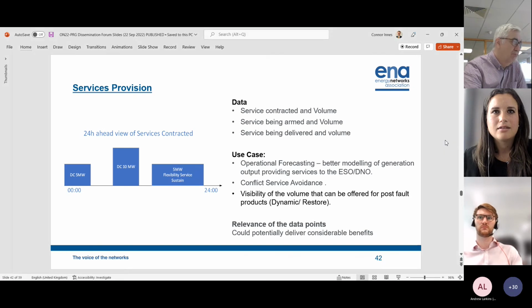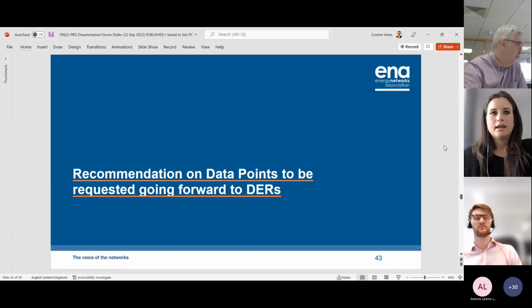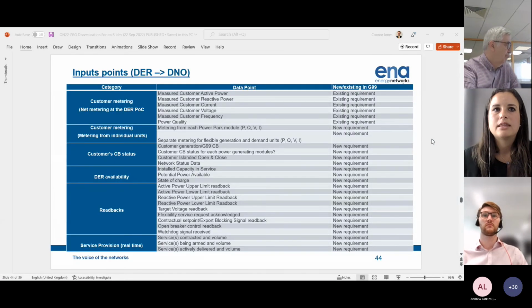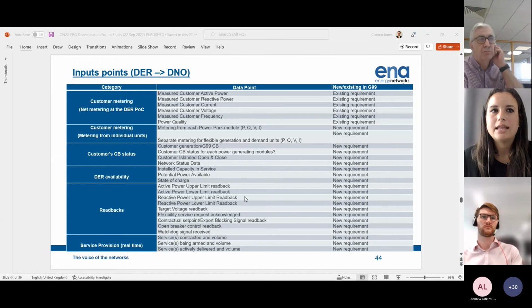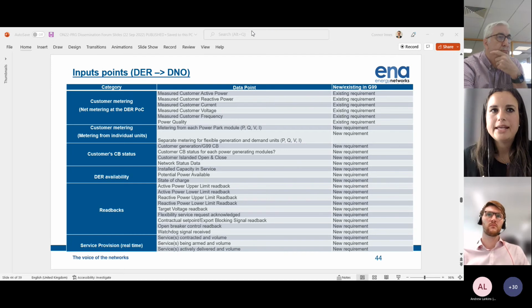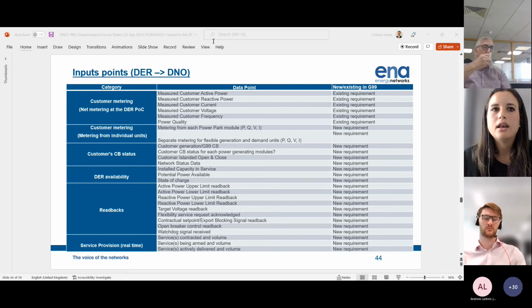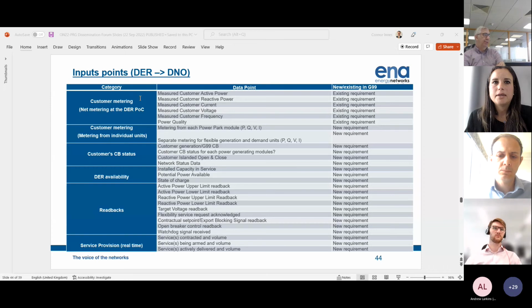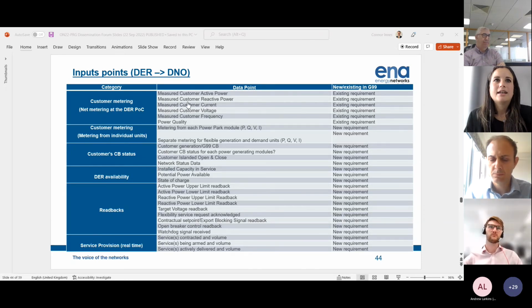I think the next slide is the conclusion. So we had a big list that we started from, then we looked at use cases for each of them, and then we restricted the table based on the relevance of the use cases that we have identified. If we thought that the data point would unlock significant benefit for ESO and DNO, then we have recommended the data point to be collected going forward. So this is the final recommendation.